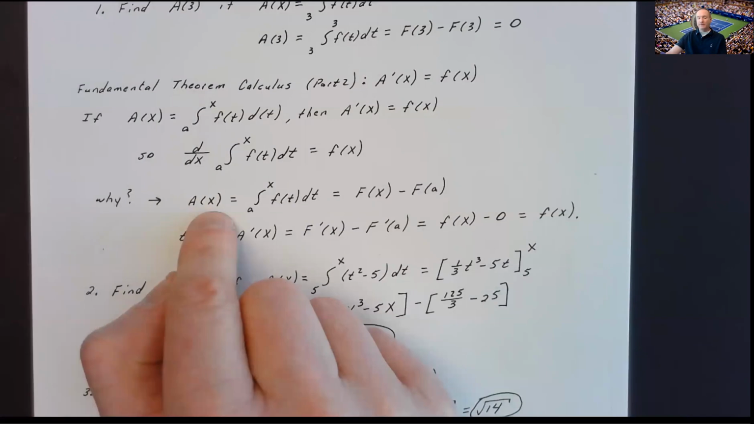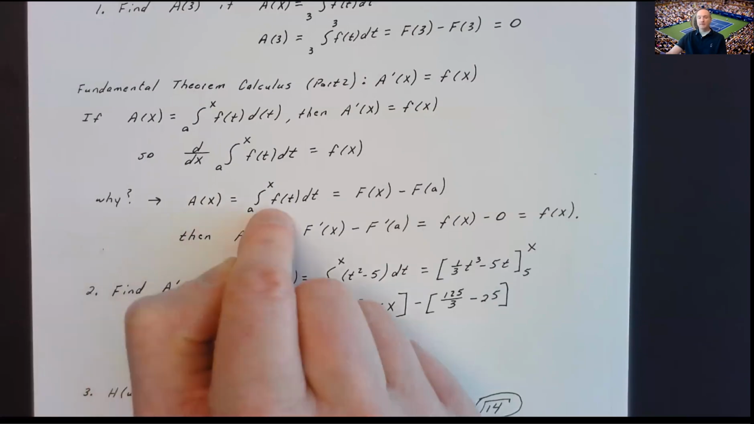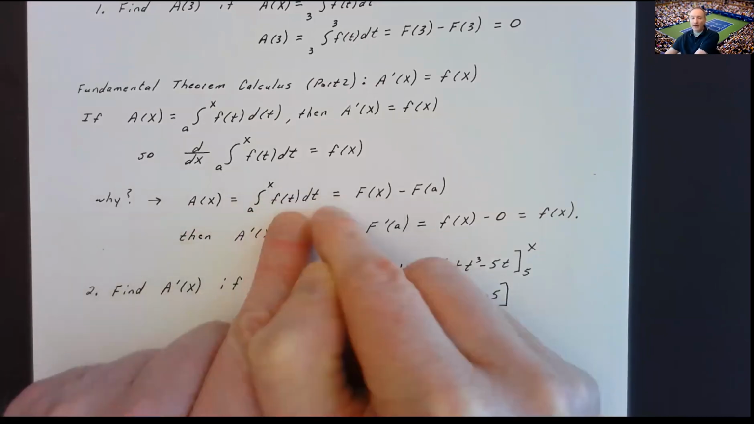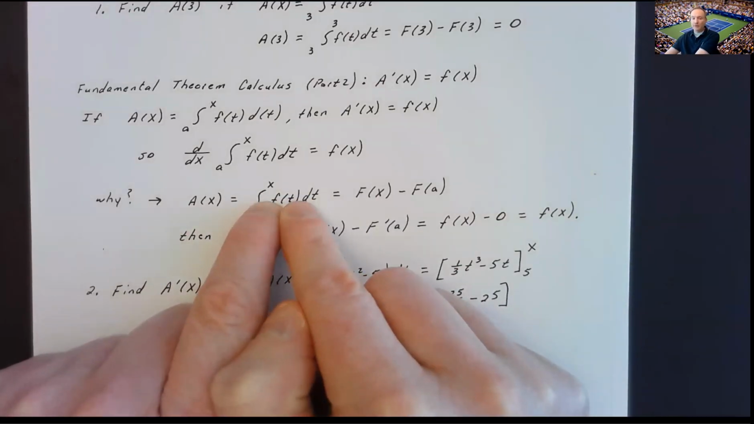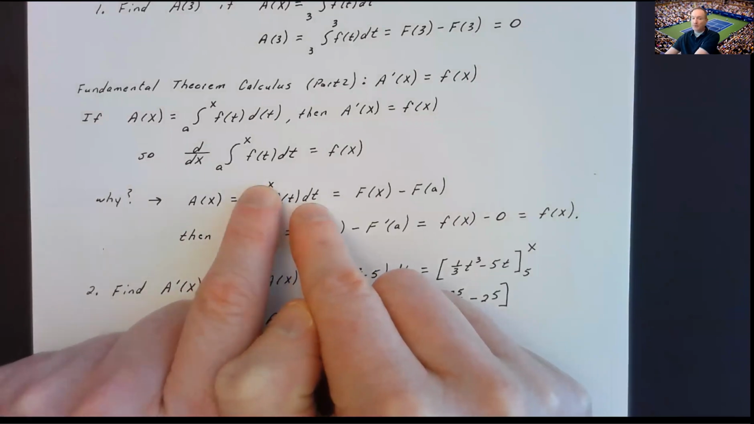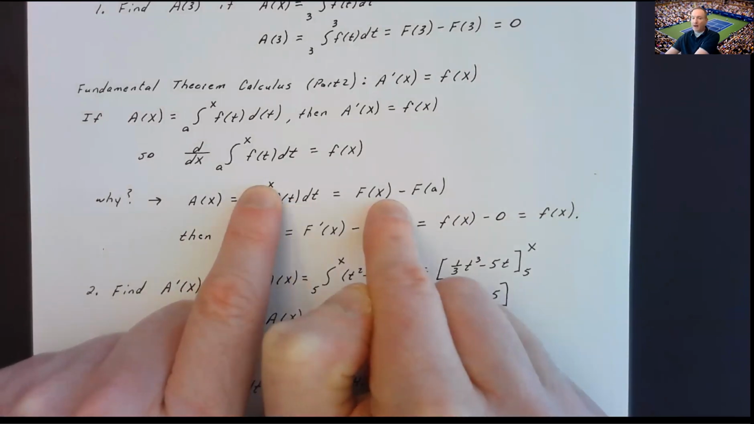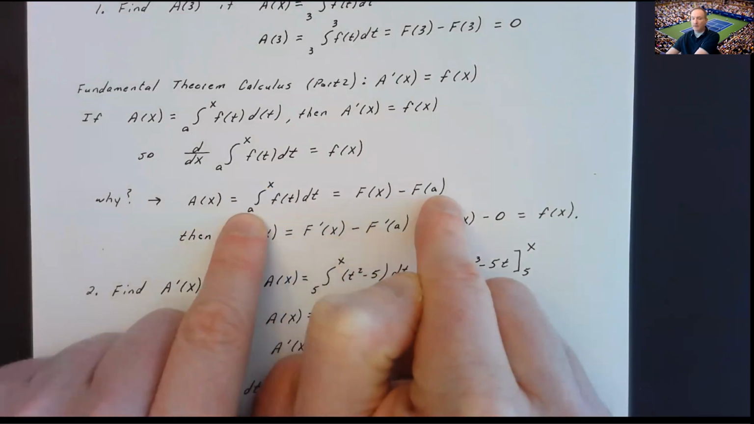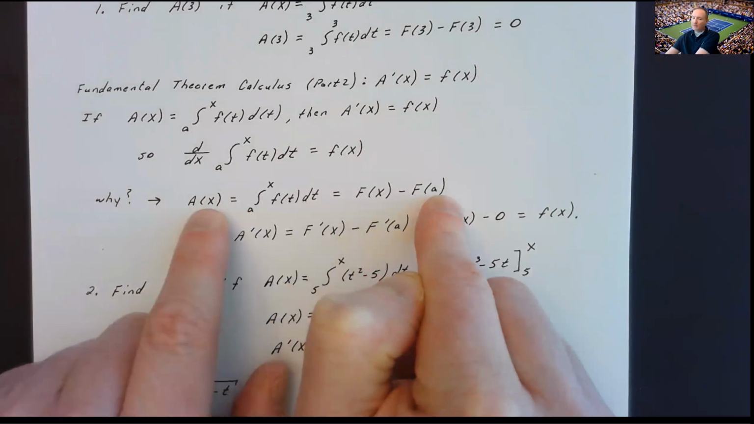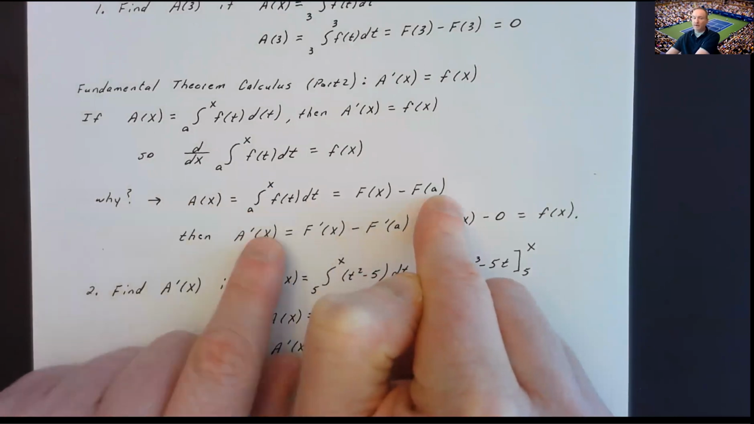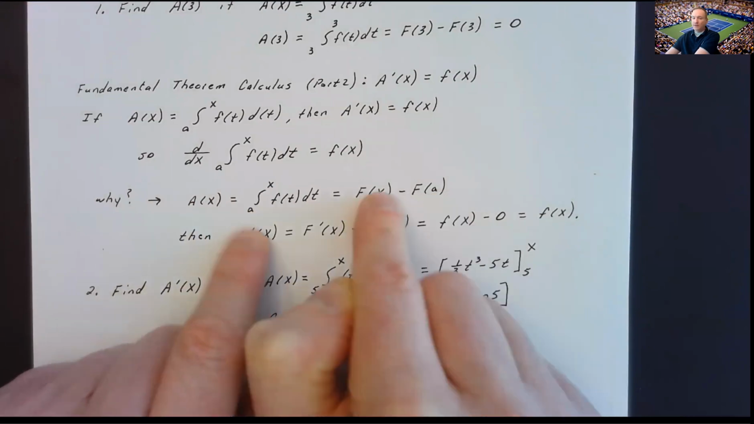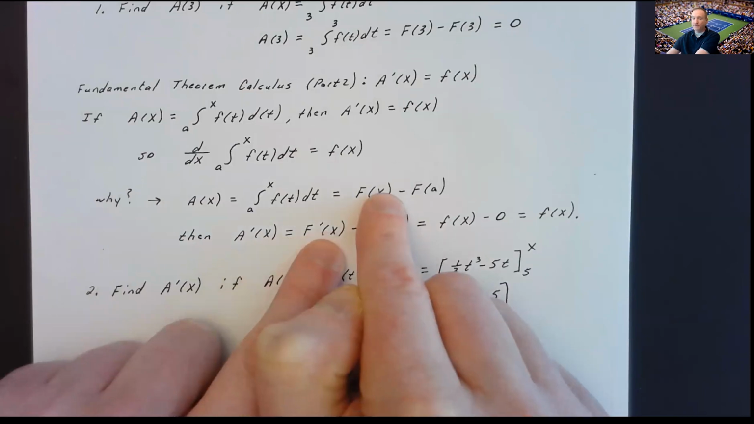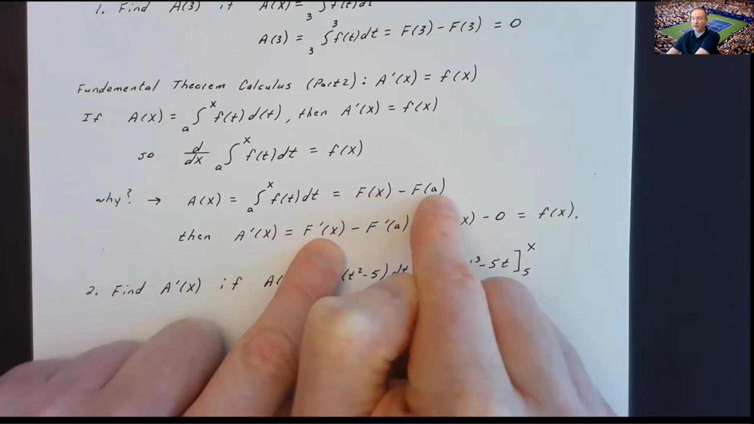If I have the area function A of x, and again, it's the integral from a to x of f of t dt, I know that when I integrate this, I'll get whatever the integral is evaluated at the upper limit, that's at x, minus whatever the integral of f, capital F, is evaluated at the bottom limit, which is a. Now, if we want the derivative of that area function, this is A of x, so A prime of x would be the derivative of the first function minus the derivative of the second function.